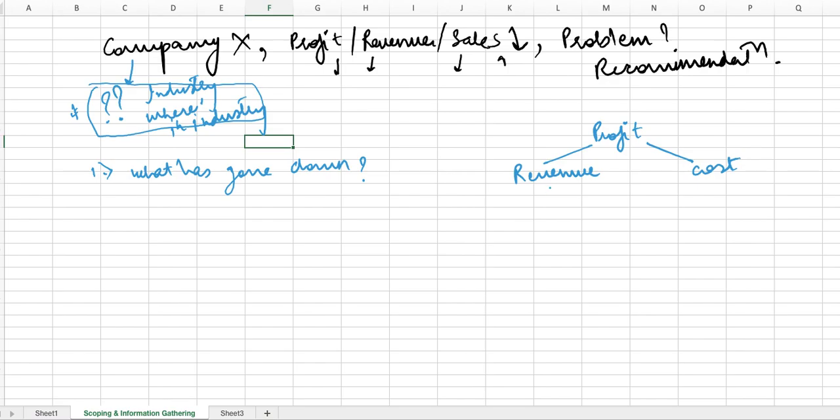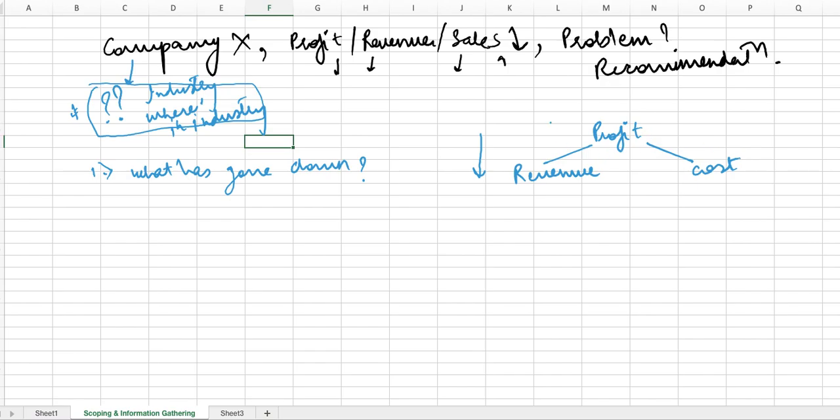Now I'll dig one level deeper. If I want to split the revenue, how can I split the revenue so that all the aspects are covered? There is a term called MECE, mutually exclusive and collectively exhaustive. It basically means that whenever you move from one level, which is profit, to one level deeper, you have to ensure that all the variables which can affect this profit are covered here.